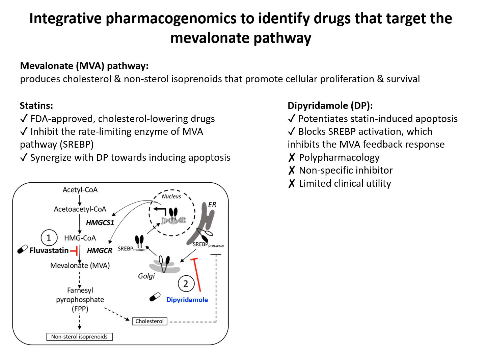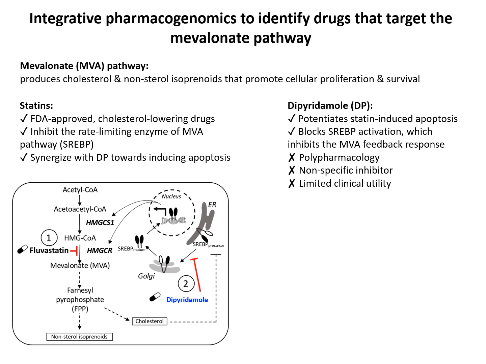but if you block the mevalonate, the MVA pathway with statins, that will actually produce a feedback response. And in essence, that would dampen the pro-apoptotic activity of statins significantly. So to get around this, statins would synergize with another drug called dipyridamole, which together now would actually end up inducing apoptosis. And so seemingly that sort of solves the problem.